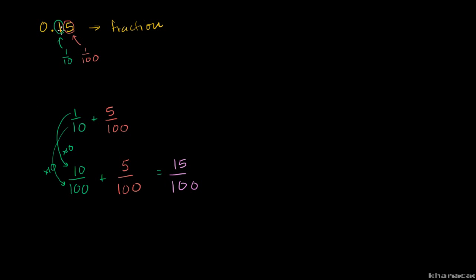And you could have done that a little bit quicker just by inspecting this. You would say, look, my smallest place right over here is in the hundredths place. Instead of calling this 1/10, I could call this literally 10 hundredths. Or I could say this whole thing is 15 hundredths.